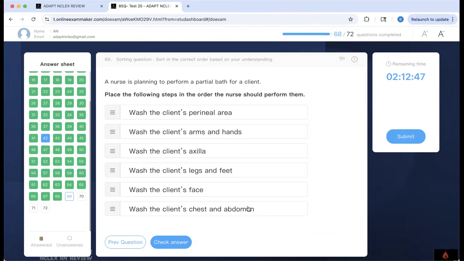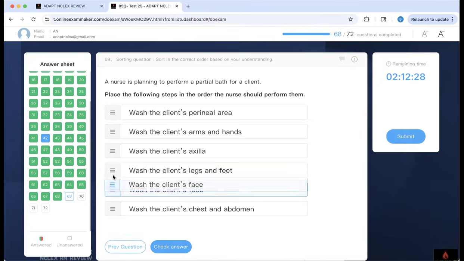Wash the client's perineum, wash the client's arms and hands, wash the client's axilla, wash the client's legs and feet, wash the client's face, wash the client's chest and abdomen. Arrange them in order. What do you think? You know, when you bathe, it's the same strategy. Use it to answer the question. Pause the video, answer it.